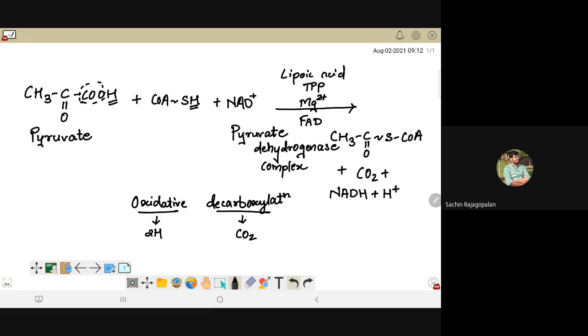Now this is not as simple as it looks. It's not a one step reaction. There are multiple steps catalyzed by multiple enzymes over here, because of which we have this complex associated.